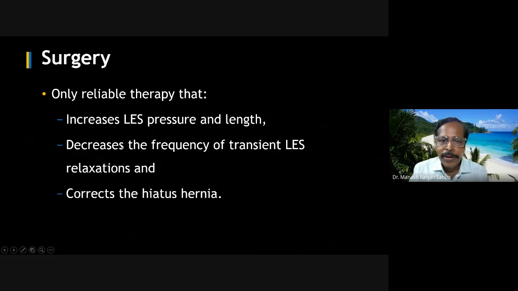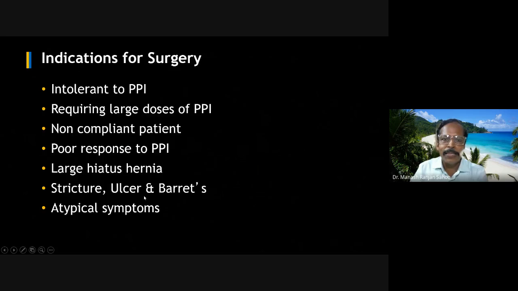You are increasing the lower esophageal sphincter pressure and the length of the esophagus. You are decreasing the frequency of transient lower esophageal sphincter relaxation, and you are correcting the hiatus hernia. So these three things are very comfortably achieved in an anti-reflux surgery.